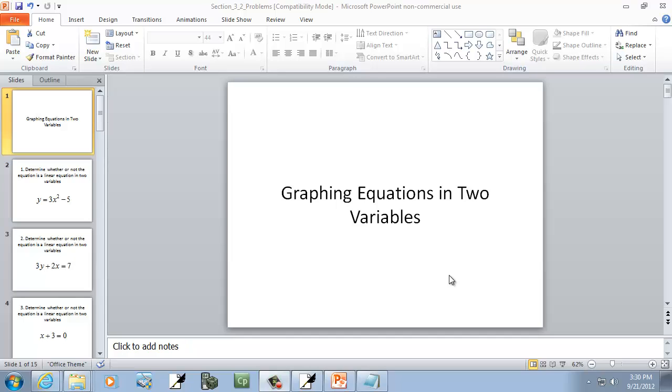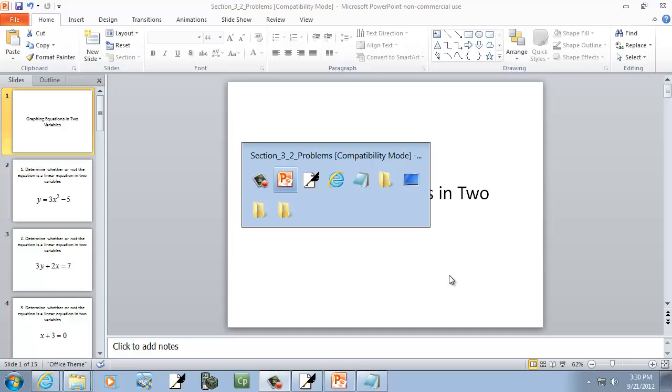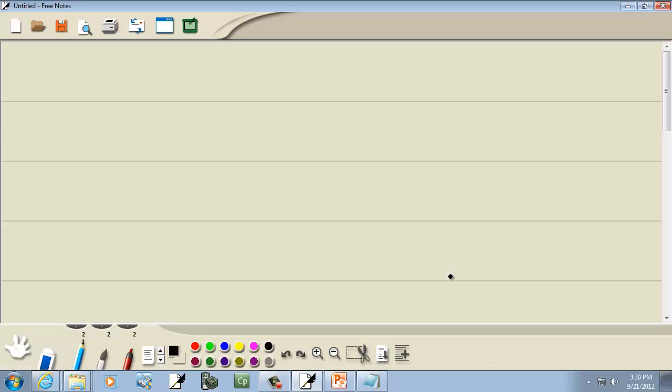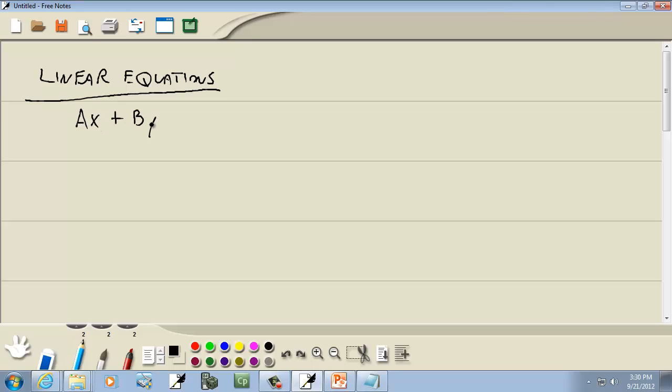Let's take a look at graphing equations in two variables. Now specifically, we're going to be looking at first linear equations. So let's talk about that. Linear equations are of this form: ax plus by is equal to c.